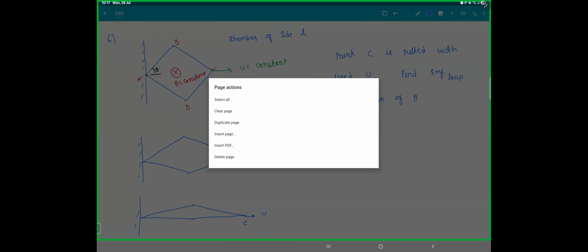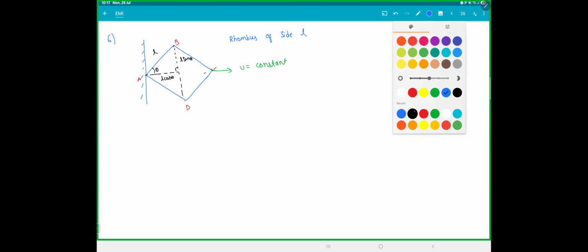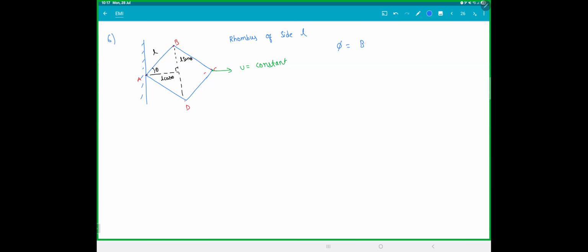Step 1, find the flux as a function of theta. So this will be in the middle. If you draw a perpendicular here, this is L, this is L cos theta, this is L sin theta. So there are four triangles. So flux will be B into area, which is half L square sin theta cos theta, into 4 times. Therefore, that will be B L square sin 2 theta.